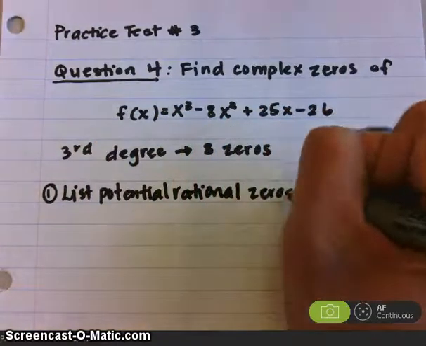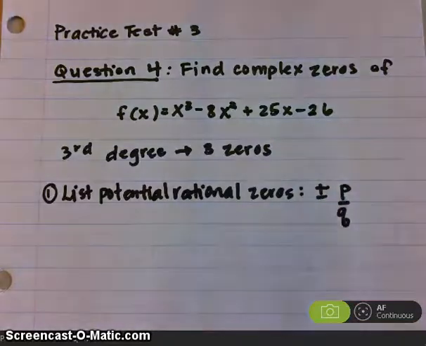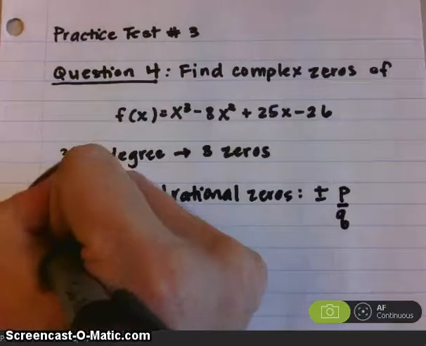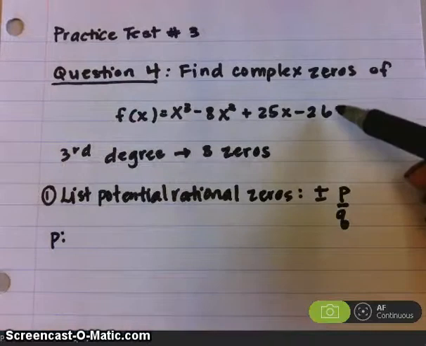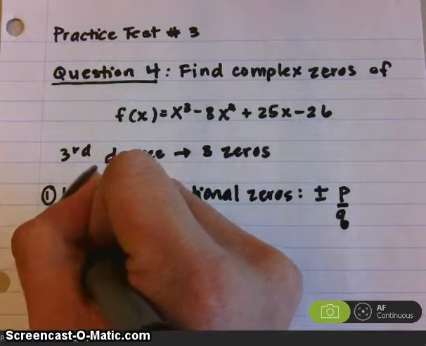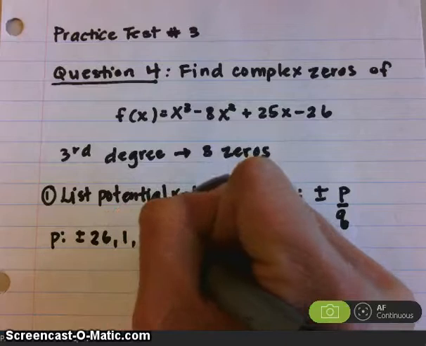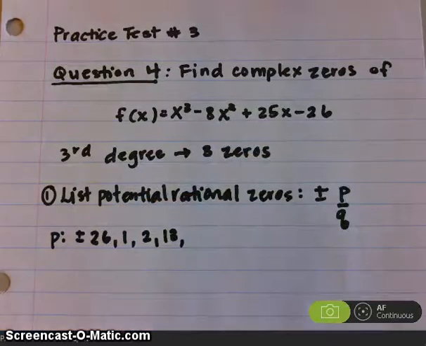And that's done by making a list of all of your possible p's over your q's. So remember, p is found by taking all of the factors of the very last term, the constant term, and 26 actually has quite a few. So 26 and 1, 2 and 13, maybe not quite a few. I think that's it. Let's see, is 26 divisible by 4? No, okay, so those are all my p's.